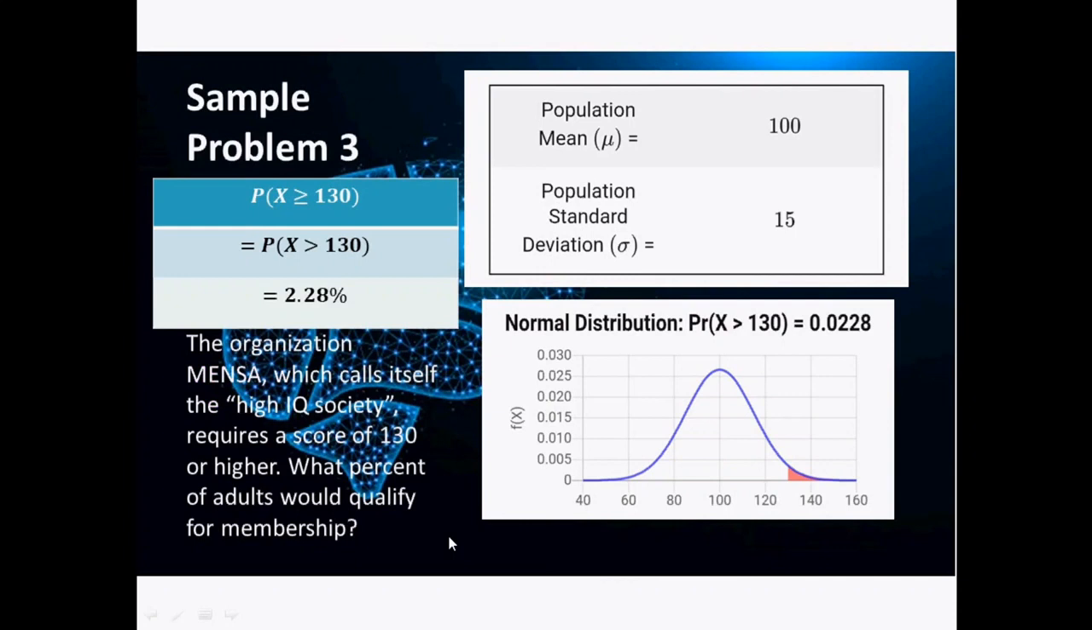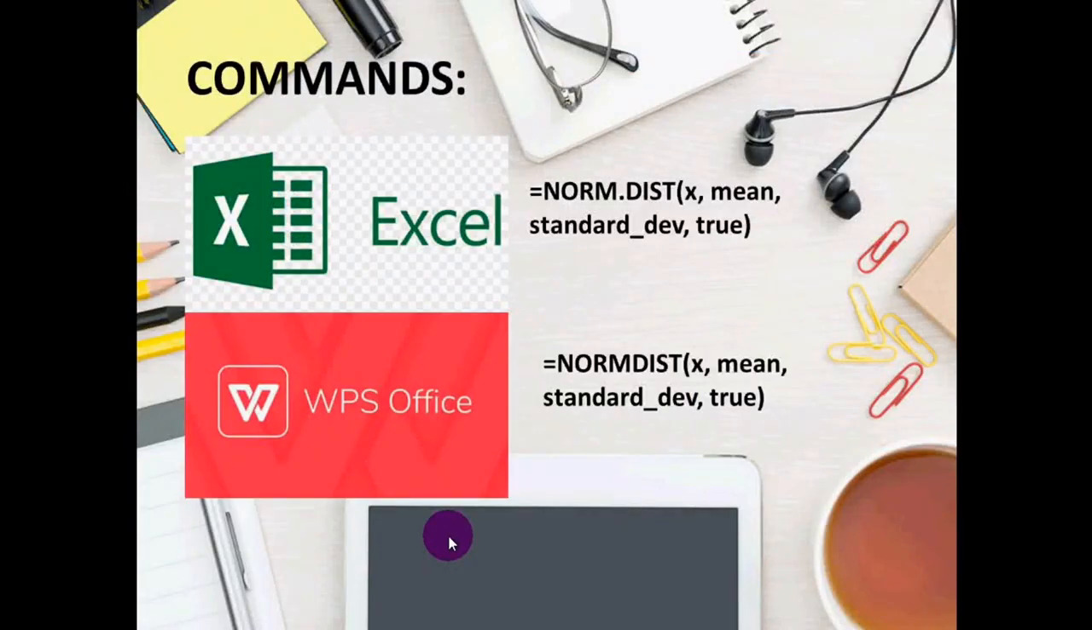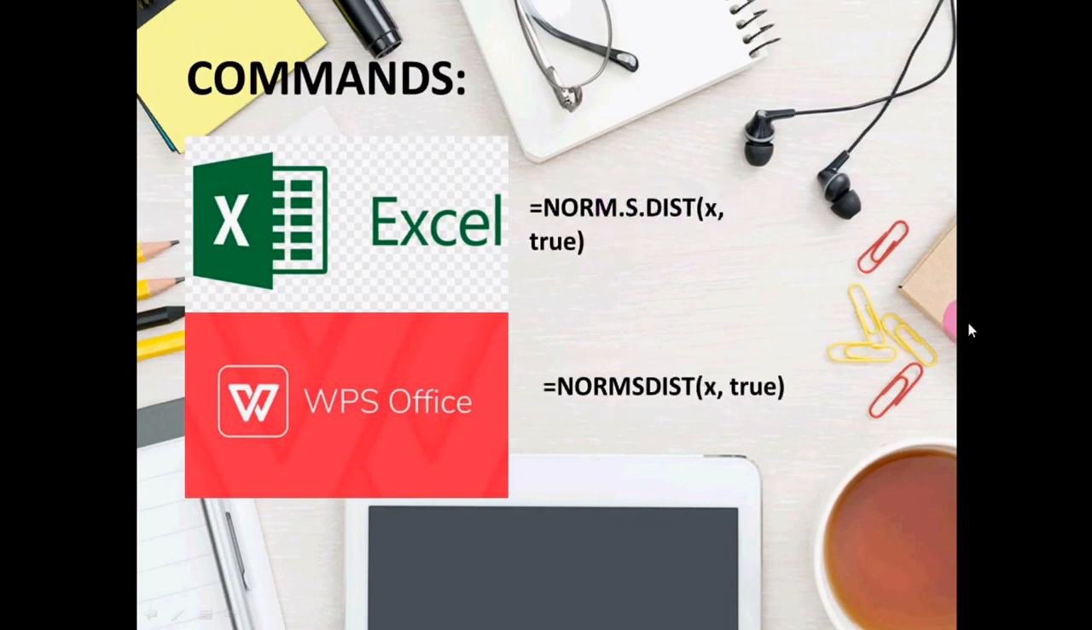So that's all for the discussions for this video lecture. So here are the commands that are used in Excel and their counterparts in WPS Office. So ang difference lang actually, yung dot sa Excel, tatanggalin nyo lang, diretso lang yun sa WPS Office. This is a special case wherein if the distribution is standard normal distribution, so no need to write 0 as the mean and 1 as the standard deviation, we can directly use this command. So, ang entry lang na gagamitin natin yung x tsaka yung true.